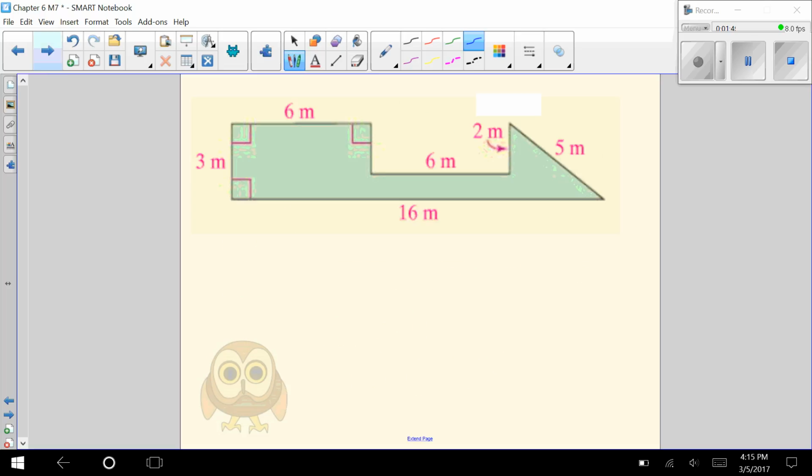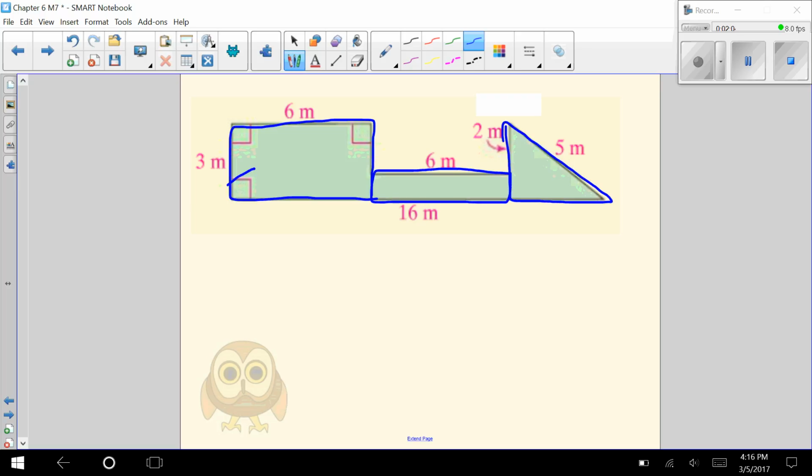This is your second figure that you have. One way to do this is to cut this into a rectangle and this into a triangle, and then we have a third rectangle in the middle here. So this first one is the easy one because we know its sides are 3 and 6, and it's a rectangle, so its area is 18.